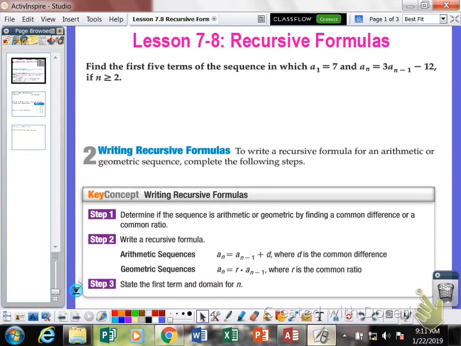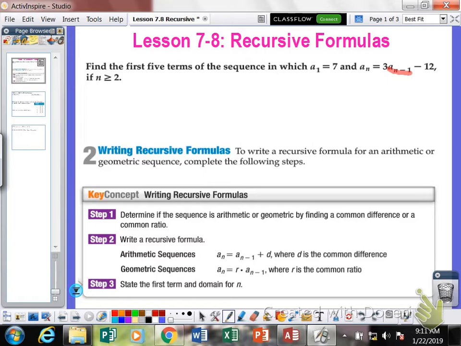So that notation a sub n minus 1 we have talked about before. All this means right here is the previous term. It's just notation. So a sub n minus 1 just means take the previous term, multiply it by 3, and then subtract 12 to get your new term. So what it ends up looking like is this, for n greater than or equal to 2.